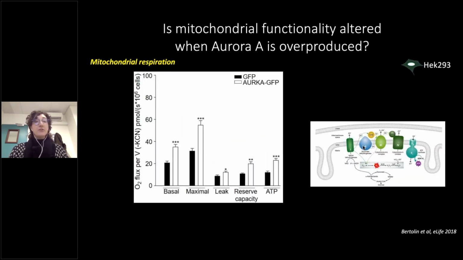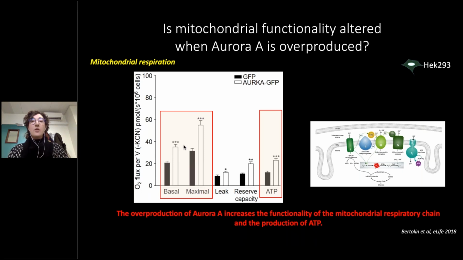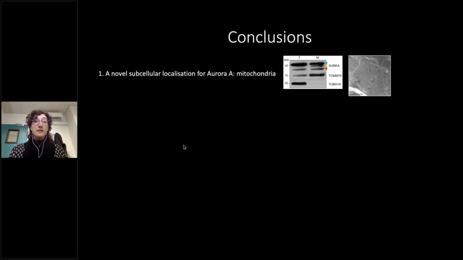And I'd like to draw your attention here on the white bars. So we compared cells that overexpress GFP towards cells that overexpressed Aurora A GFP here in white. And you might appreciate that actually in both cases, both basal and maximal respiration of mitochondria are boosted when Aurora A is overexpressed, which results in a higher ATP production rate. So the overproduction of Aurora A is not just a mere inducer of mitochondrial fusion, but it also boosts the functionality of mitochondria.